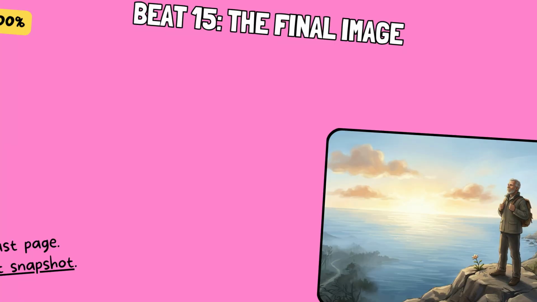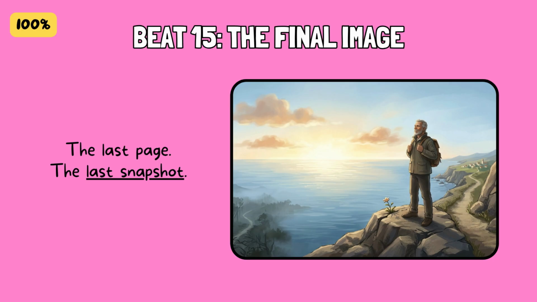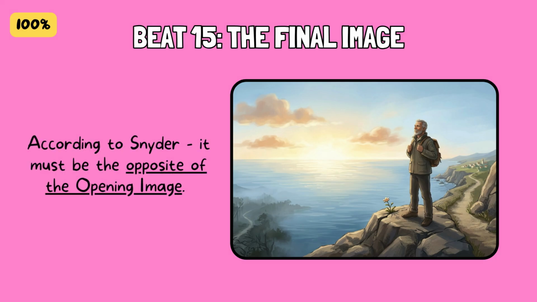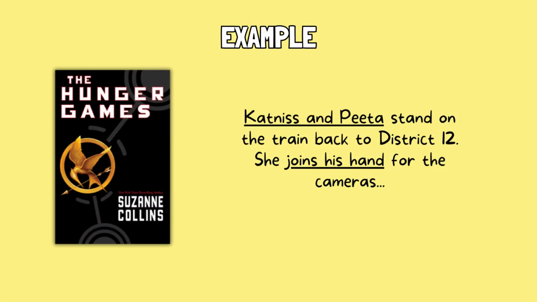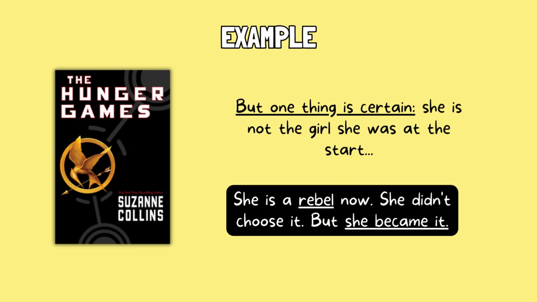Beat 15, the final image, the last page, the last snapshot. And according to Snyder, it must be the opposite of the opening image, the proof that transformation has occurred. Katniss and Peeta stand on the train back to District 12. She joins his hand for the cameras. She still doesn't know what will happen, whether the Capitol will retaliate, whether her feelings for Peeta are real. There's so much she can't resolve yet. But one thing is certain, she is not the girl she was at the start.